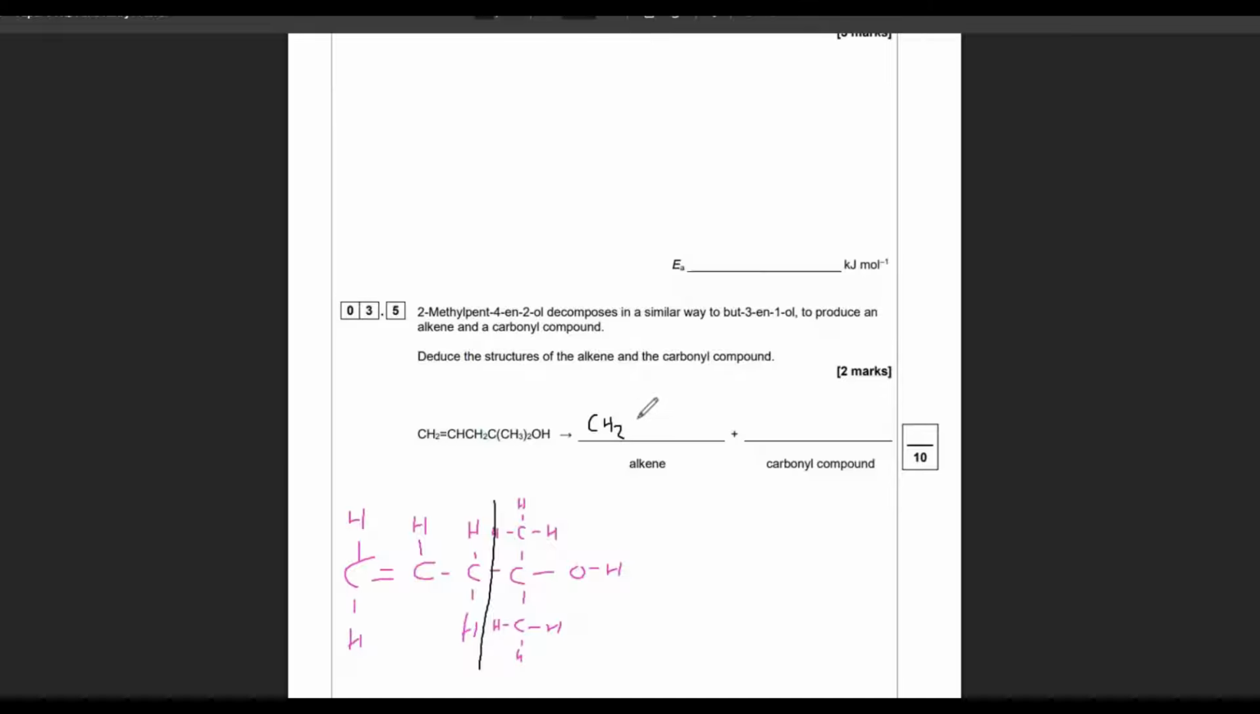CH2, we're going to put the double bond, CH, and then we can't leave it at CH2. We need to attach a hydrogen there, so CH3. Otherwise, we're going to basically make a carbocation if we don't add a hydrogen on there. So there's our alkene.